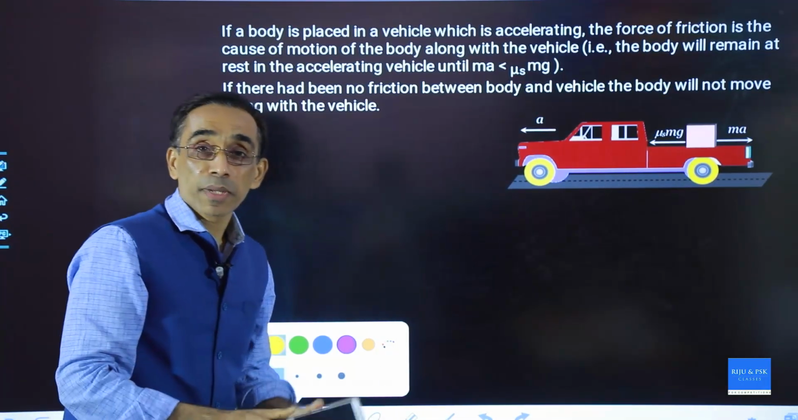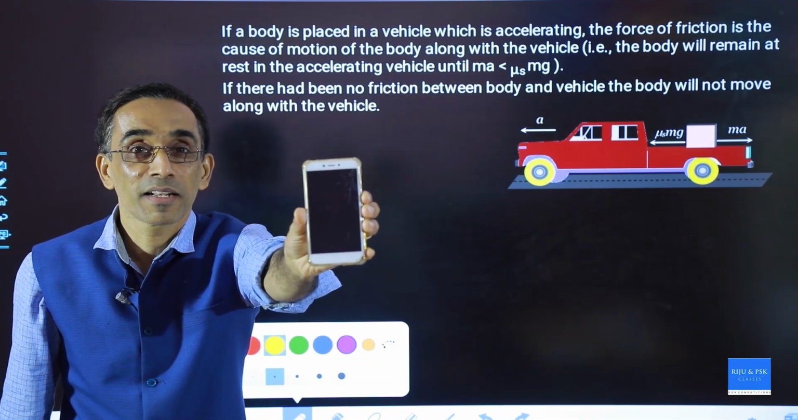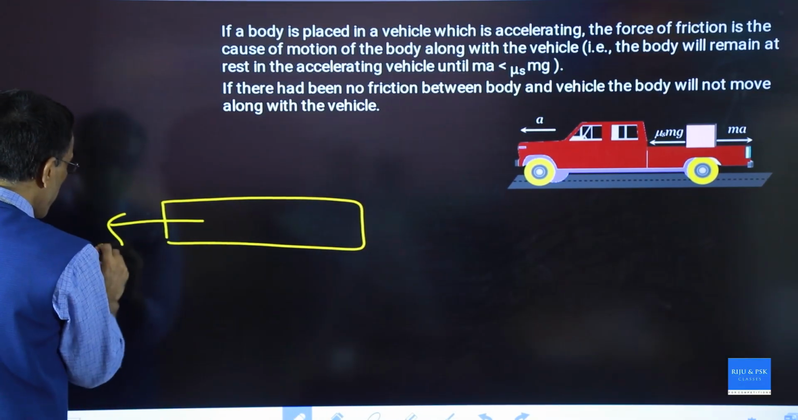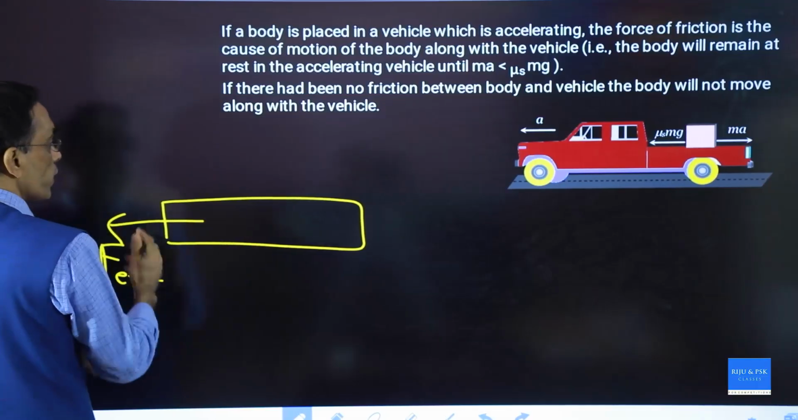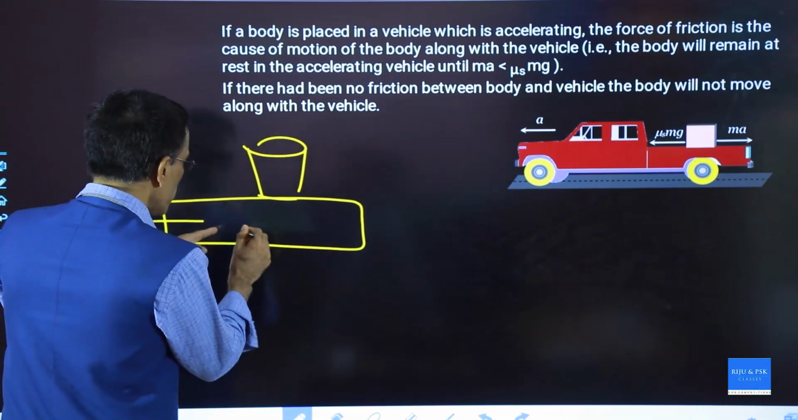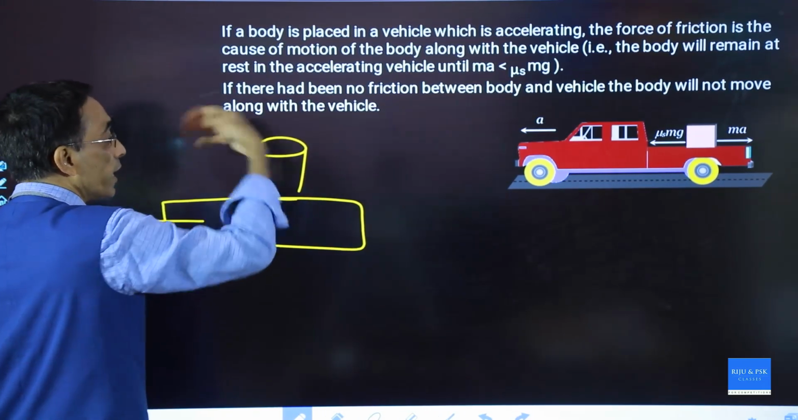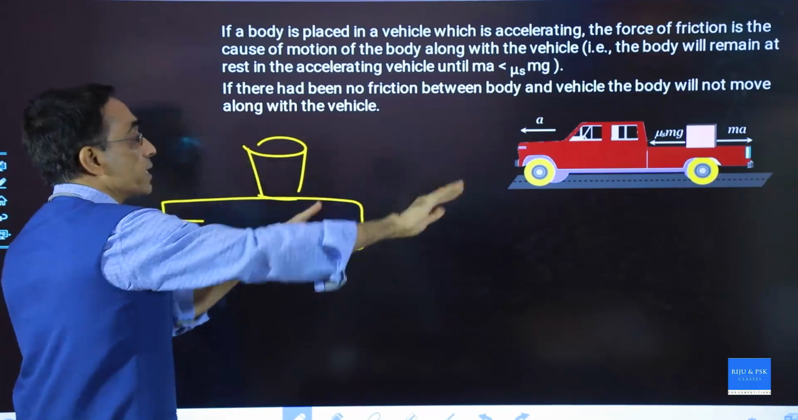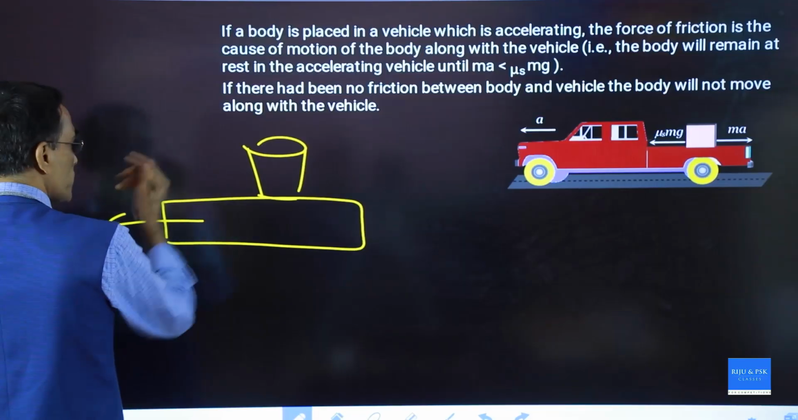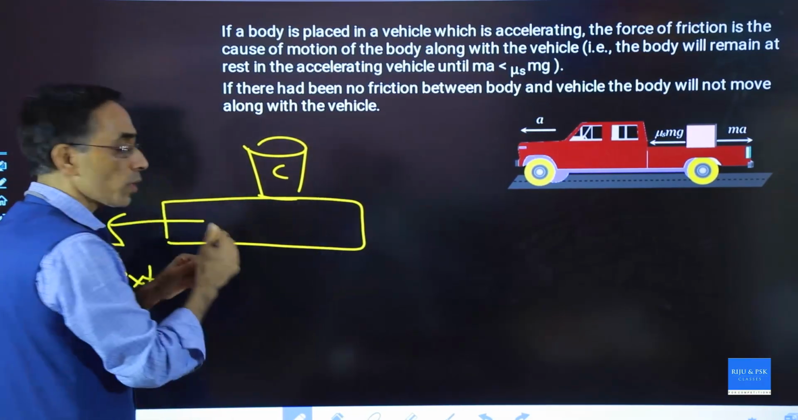I have done many experiments with my phone. You can see the result on the screen. Okay, this is the phone, and I am applying a force on the phone and the phone is moving like this one. The cup is here. So the phone is moving to the left with respect to the cup. So the cup has a relative motion to the right side. Are you getting this? The phone is moving to the left with respect to the cup. So, the cup is moving to the right with respect to the phone.